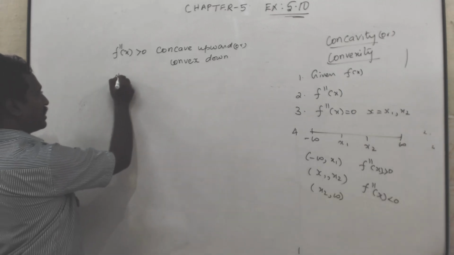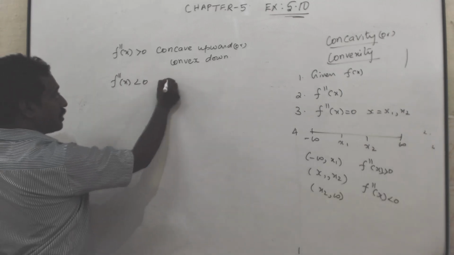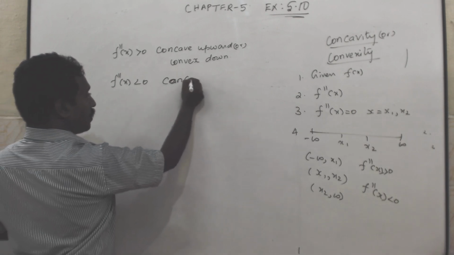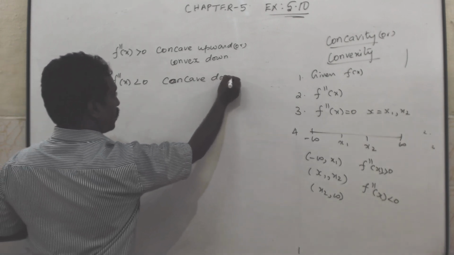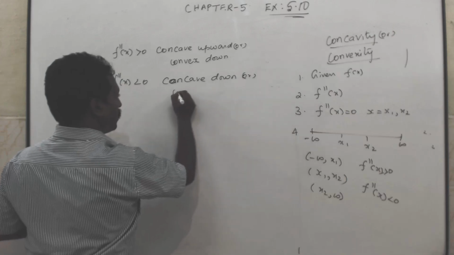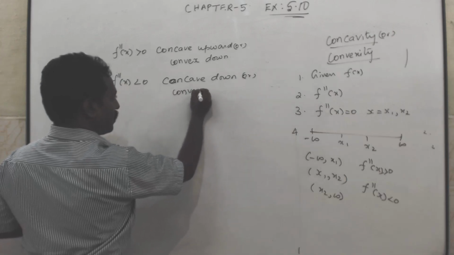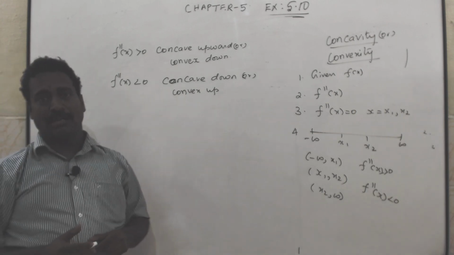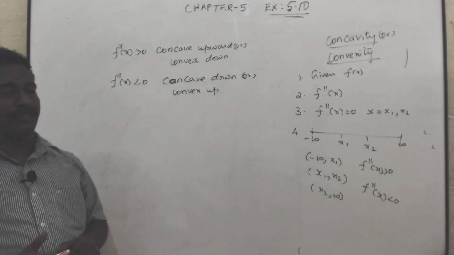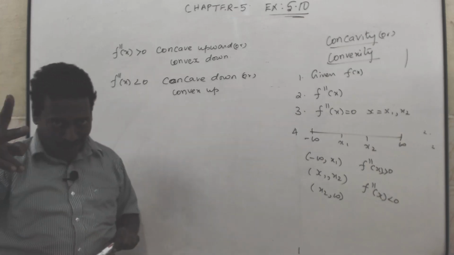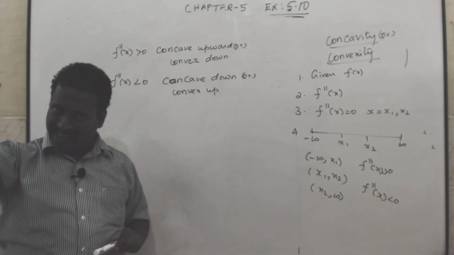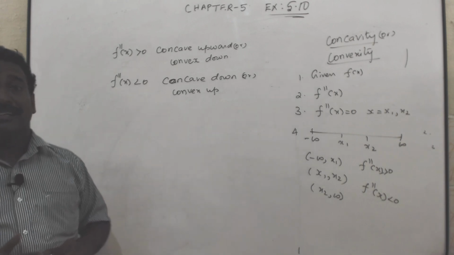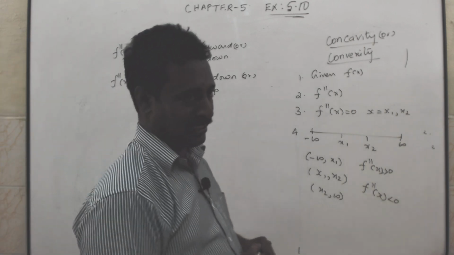F double dash of x less than 0 means concave down or convex up. தமிழ்ல கீழ் நோக்கு குழிவு அல்லது மேல் நோக்கு குவிவு. Where the curve changes concave up to concave down is called point of inflection.